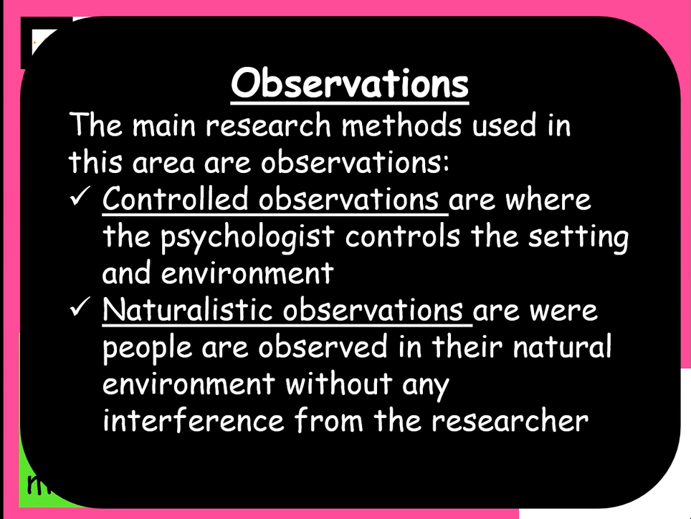So, like I said, 2 main research methods used in this area: controlled observations. So this is where the psychologist controls the setting and environment. So you can use an observation within an experiment, remember, it's a method that can be used within something. And a naturalistic observation, and that's where people or animals are observed in the natural environment without any interference from the researcher. And we're going to look to an extent at some of those as well.